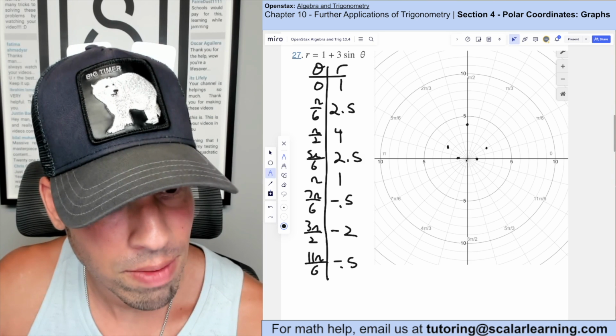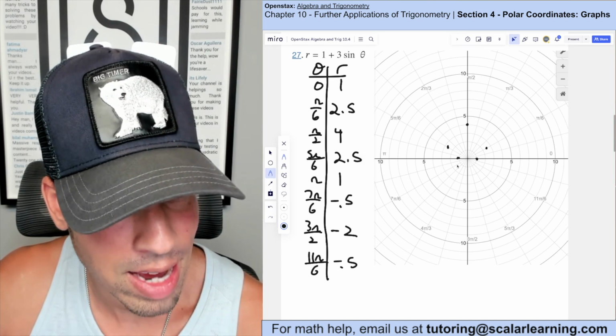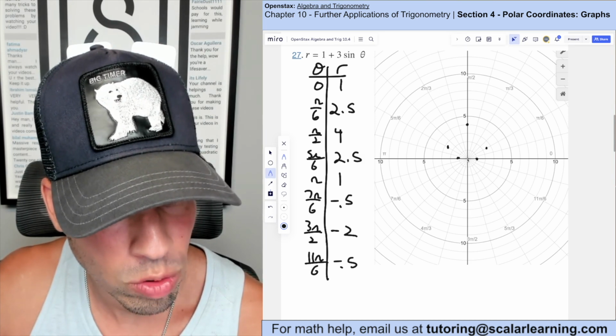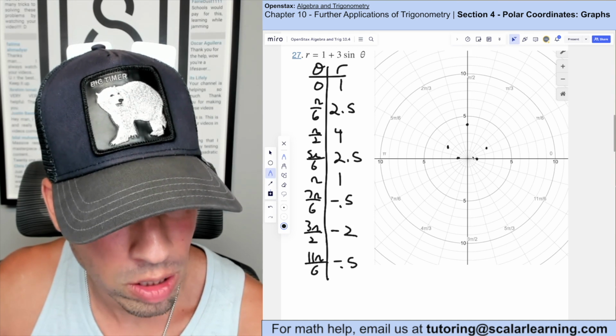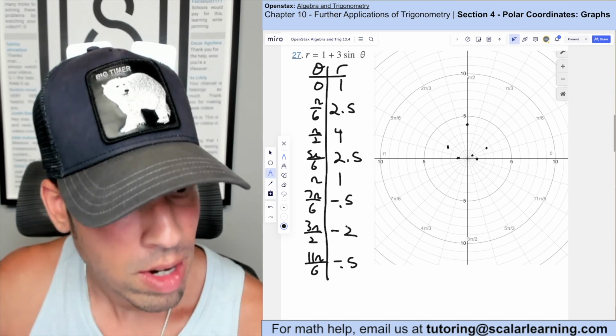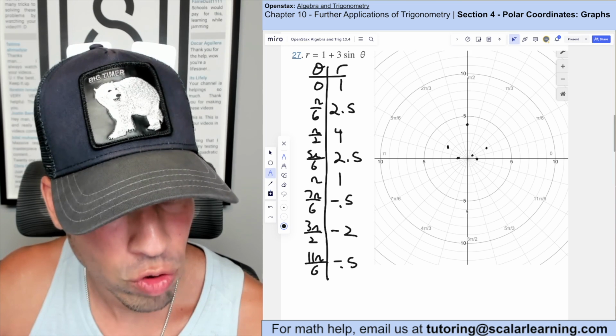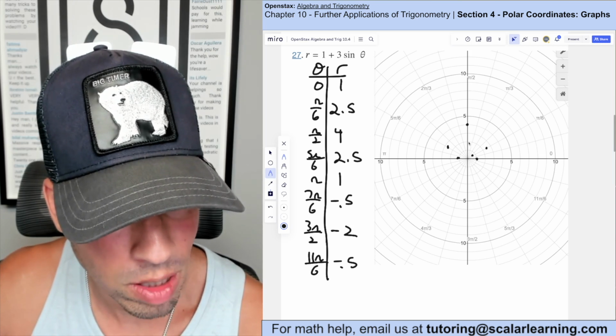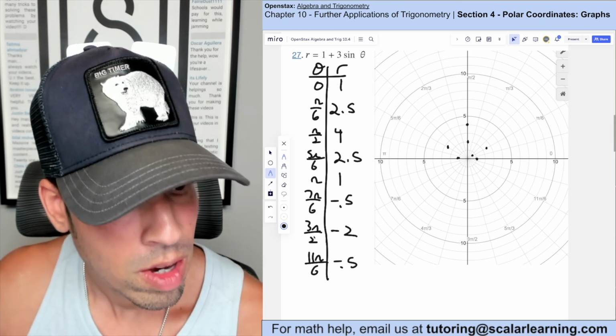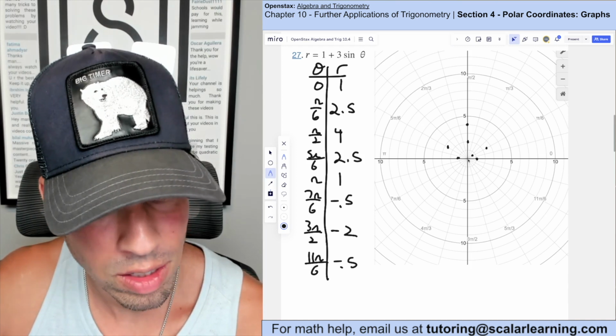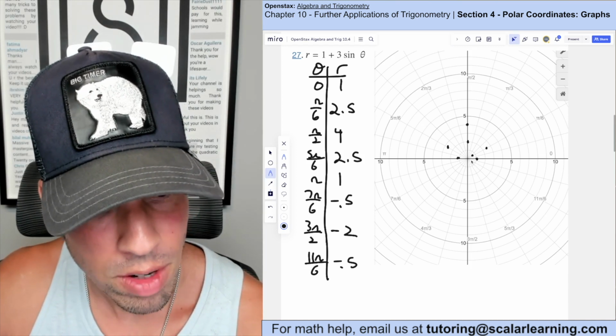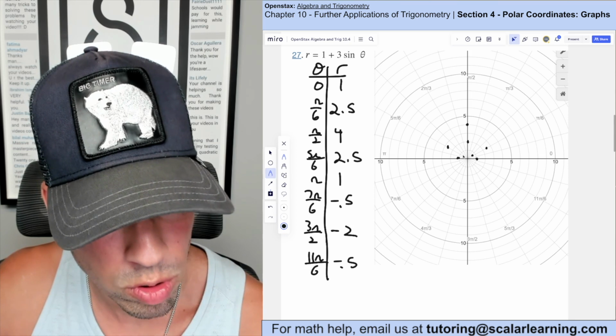Then we got 7 pi 6 coming out here, but that's negative. So that's actually going to shoot us back in the other direction right there to 1/2. Then we got 3 pi halves going straight down, but it's -2, so that pops us up to +2. And then we have 11 pi 6, which is going this way, but is negative. So it's again -1/2 going backwards right here.